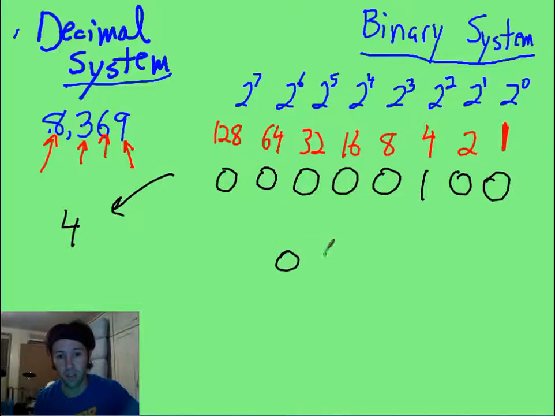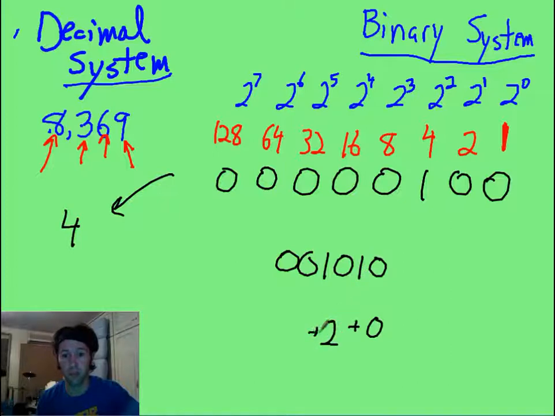So let's say I give you the number 0, 1, 0, 1, 0. Take a minute, pause it, see if you can figure out what that is. What that's saying is you've got 0 ones here. You've got a 2 though, because this is the 2 column. You have 0 fours, but you do have an 8, because this is the 8 column. And then these don't do anything. You don't have anything. So this would be the number 10.